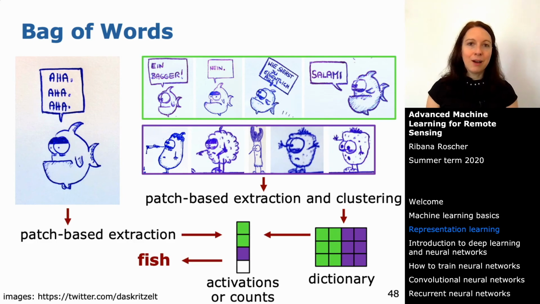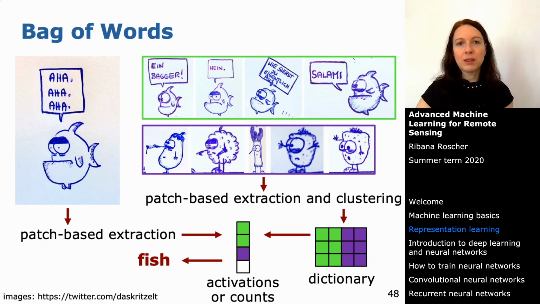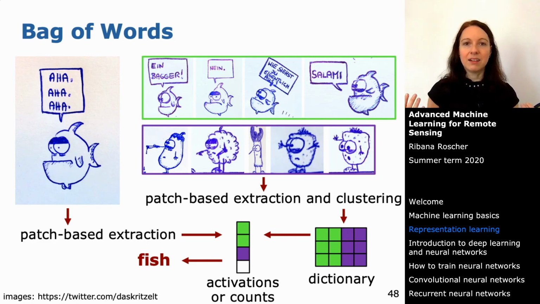If you now perform it in a similar way with a test image, and you want to know which class it is, you do the same. You extract patches, and then you reconstruct them with the given dictionary. Based on the activation, you can, for example, count them, or look at the value of the activation. You will see that this image is better reconstructed, or the activation points towards the class fish.